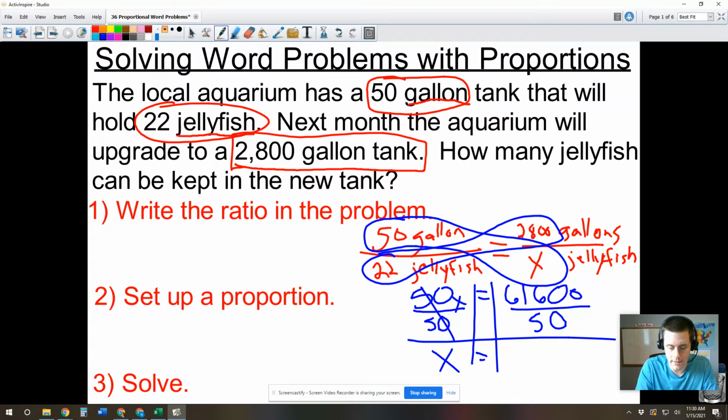61,600 helps if I type it in correctly, right? Divided by 50 gives me a result of 1,232. Now remember, this is a word problem. This solution of 1,232 has meaning, so make sure you label it appropriately. The 1,232 is the number of jellyfish that will fit in a 2,800 gallon tank. So I'm going to label that as 1,232 jellyfish.